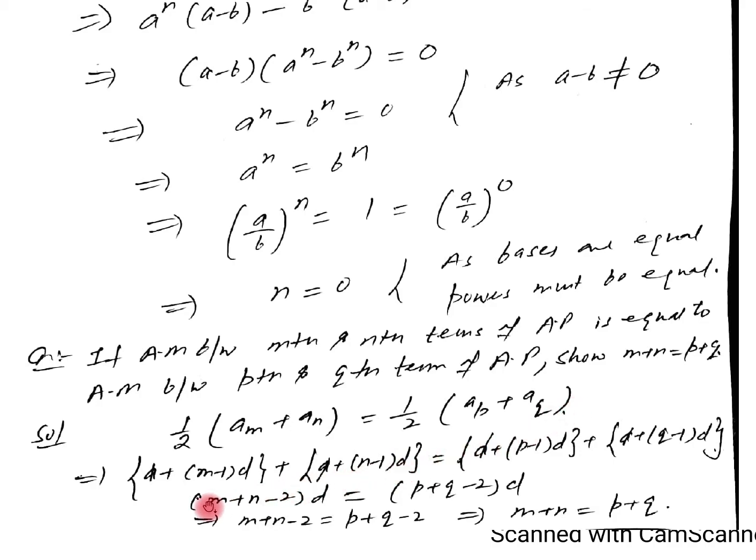Now collecting the terms on the left hand side, here from these two terms d is common. We are left with m plus n minus 1 minus 1, minus 2. So it becomes m plus n minus 2 into d. Similarly on the right hand side, p plus q minus 2 into d. Again d cancels with d. We are left with m plus n minus 2 equal to p plus q minus 2. Simplifying, we get m plus n equal to p plus q. This is all about arithmetic mean of AP.